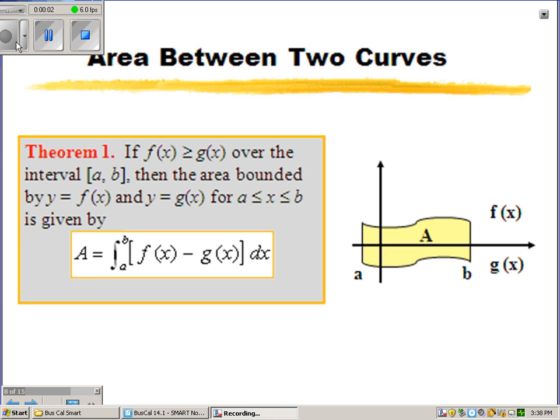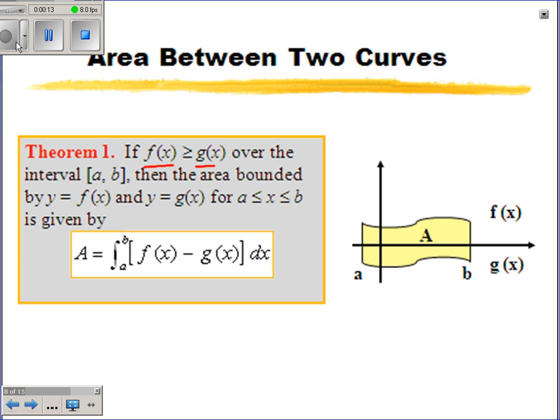Previously we talked about getting the area between a function and the x-axis. Now we want to be able to get the area between two functions. If you have a function f that's greater than or equal to g over an interval, then the area bounded by f and g over the interval a to b is just going to be the integral from a to b of f of x minus g of x.